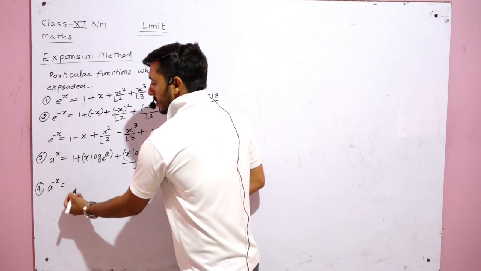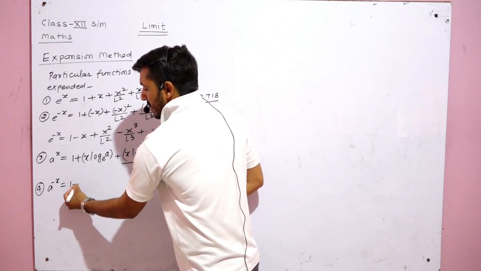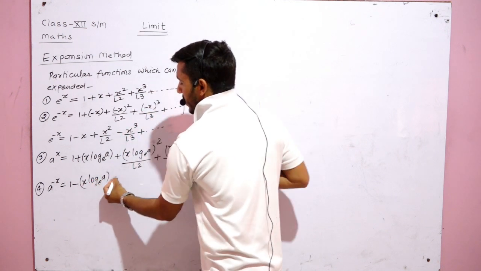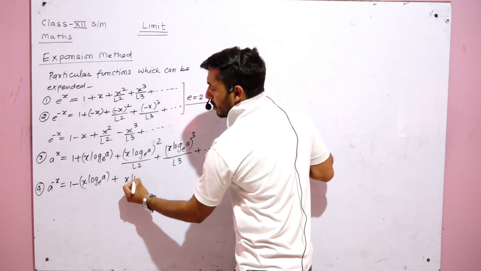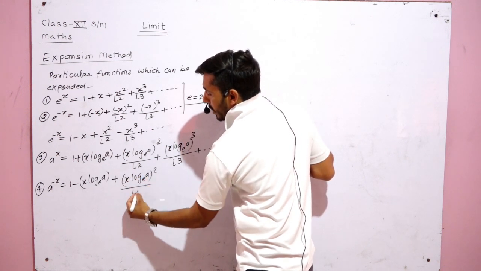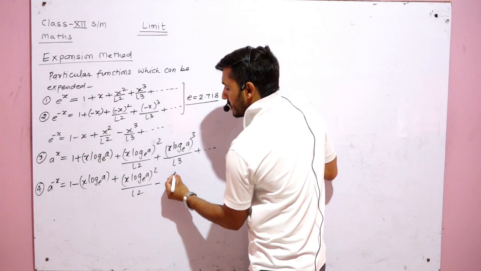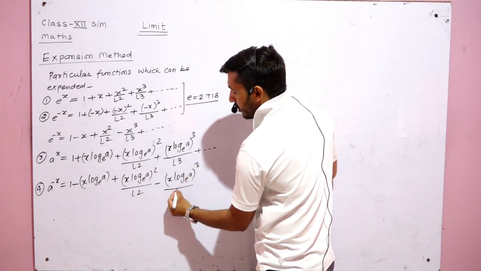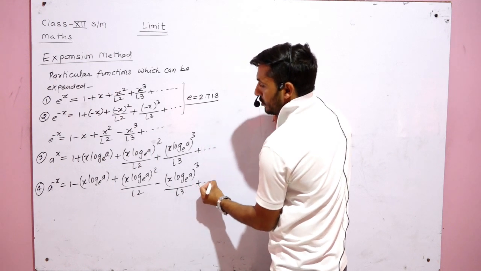That's why the expansion is given as 1 minus x log e of a plus (x into log e of a) whole square upon factorial 2 minus (x into log e of a) to power 3 upon factorial 3 plus and so on.